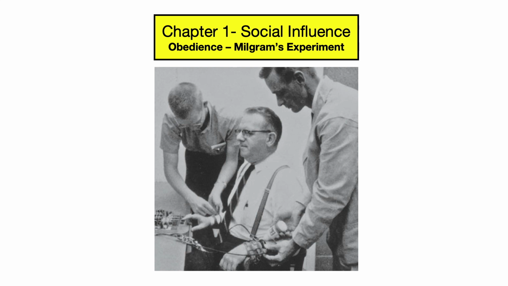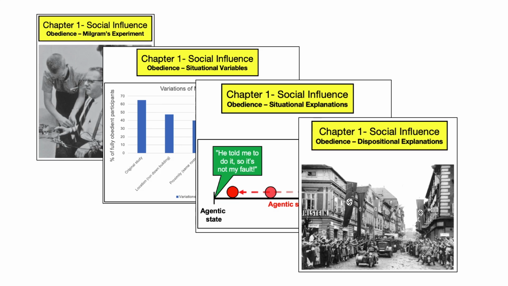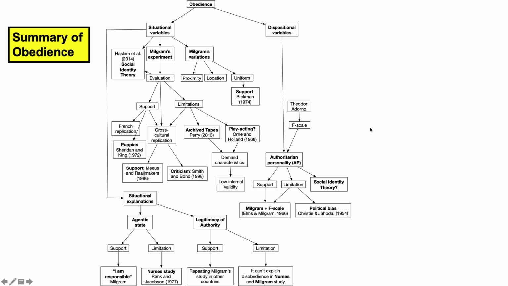Today we're going to be talking about obedience, Milgram's experiment. This is the first video in a series of 4 that will look at the entirety of the obedience subchapter within the social influence chapter. This is a little summary I made of the obedience subchapter that shows you all the connections between the different parts of this chapter. You can find the link to a PDF version of this in the video description below.